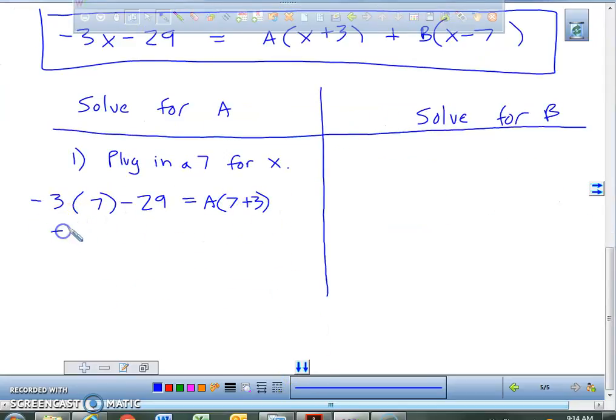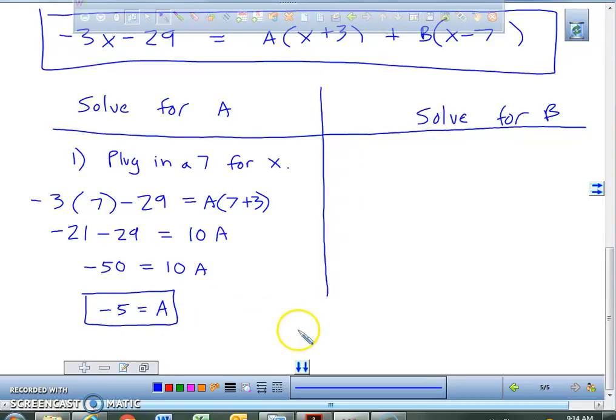So here's what I have. I have a negative 21 minus 29 equals 10 times A. Because 7 plus 3 is 10. We combine these together, you get negative 50 equals 10 times A. And my A value will simply, if we divide both sides by 10, my A value would be a negative 5. And we just solved for the A value.